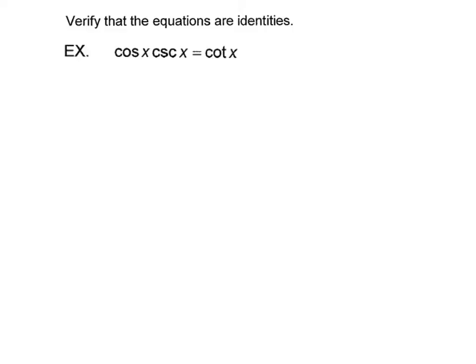And it's not. So the next strategy is to change everything to sines and cosines. First, we already have a cosine x, so we'll just leave it. If it's already a sine or a cosine, leave it alone. And then from our identities, we know that cosecant is 1 over sine, equals, and then also from the quotient identities, we know that cotangent is cosine over sine.